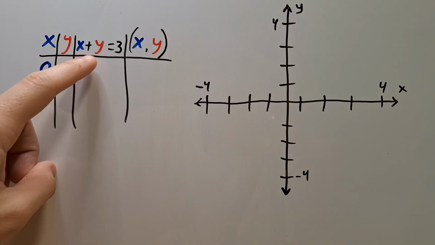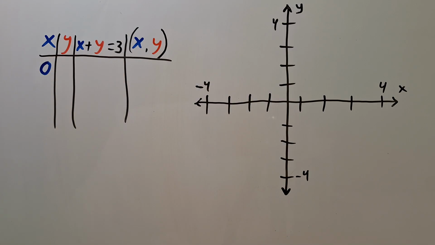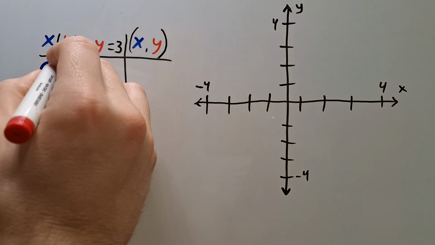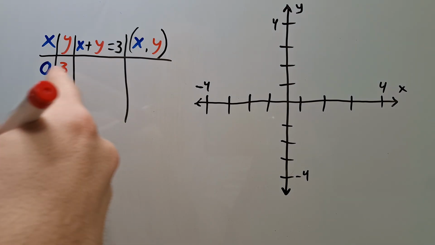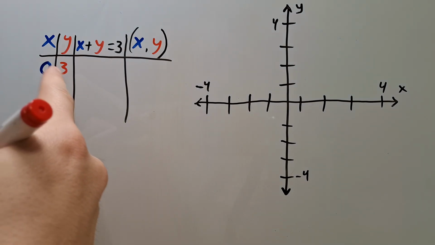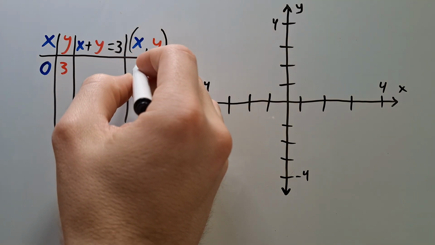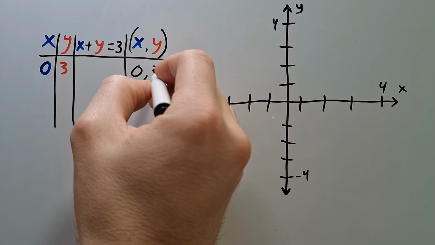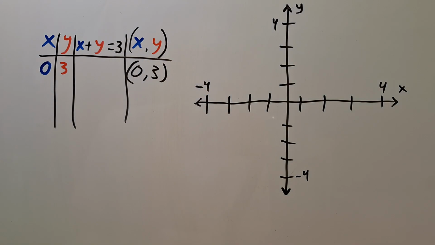So 0 plus some value of y equals 3. And in the y column, what I'm going to do is put 3, because 0 plus 3 that I picked for x and y respectively equals 3. That ordered pair, when I put it together, is the point (0, 3). We've got 1. Let's work out a few more.